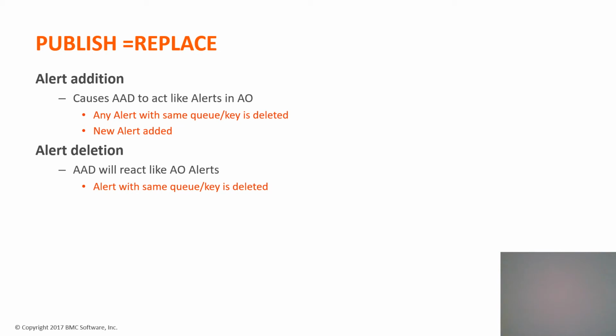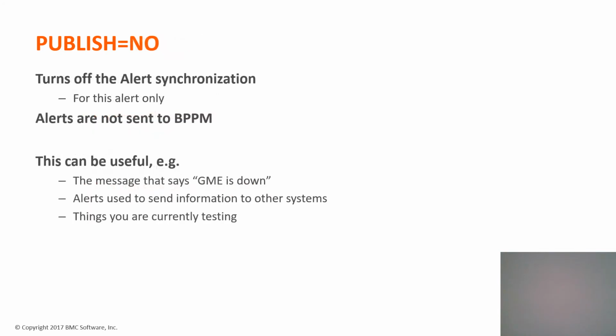Specifying publish replace will give you the actions that you typically will want. What it will do is cause BPPM AAD to act like the alerts in Auto Operator. That's to say any alerts with the same queue and key are going to be deleted, and then additionally, a new alert will be added. Specifying publish no turns off alert synchronization altogether and is typically done when you're doing testing.